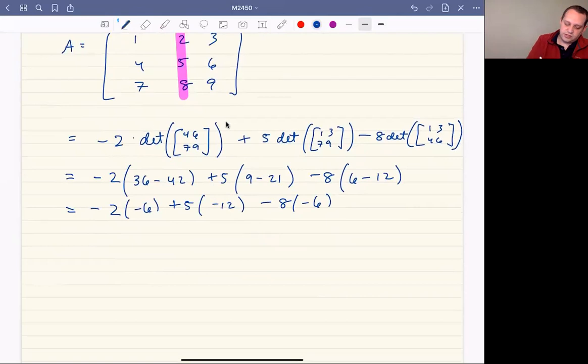So this is going to be altogether 60 minus 60, which will really be 0. So positive 12 minus 60 plus 48. So yeah, we get 60 minus 60, which is 0. And we should get the same value for the determinant regardless of whether we expand along the first row or second column or third row or whatever row or column we want. We should get the same value.